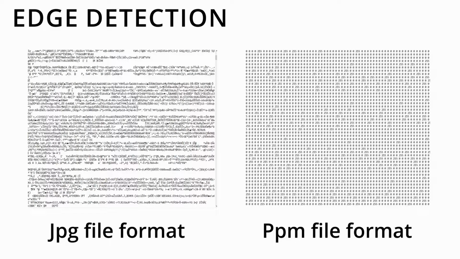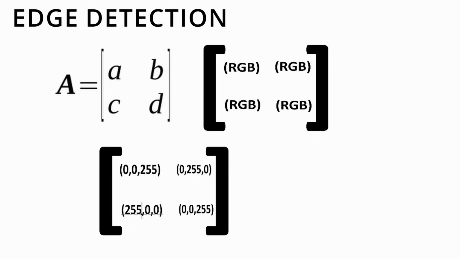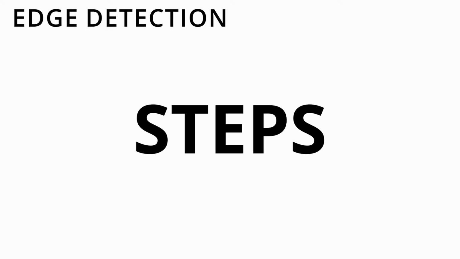I would not be explaining how the entire ppm image file system works in this video, but it is very simple. All you need to know is that every image is a matrix of pixels, and each pixel has its own color, represented by red, green, blue values. To write a 4x4 ppm image file, we take the 4x4 matrix and assign a RGB value for each of the rows and columns. Now let's talk about the steps of edge detection.